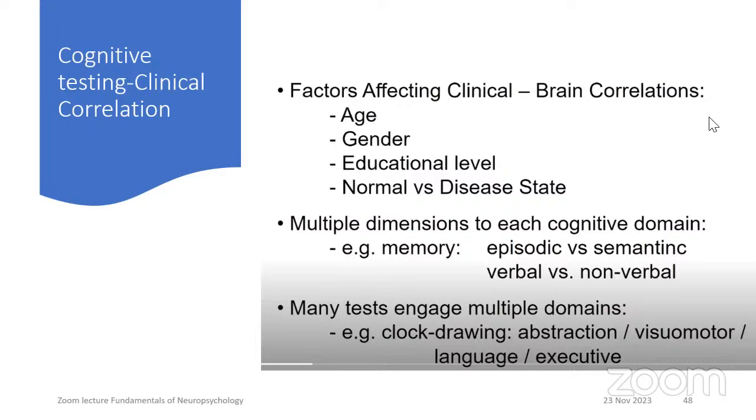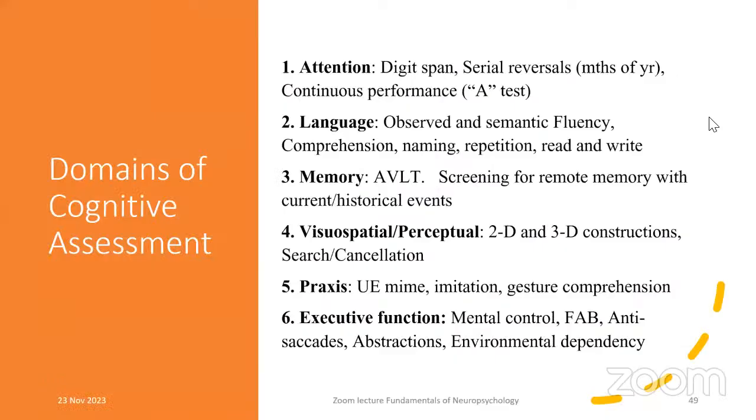Many tasks engage multiple domains. The very important, fascinating task is the simple clock drawing test, which will tell you abstraction, visual motor domain, language domain, and executive control domain. The very important test and bedside test. So how do you test? Attention: digit span, serial reversals, months of the year, continuous performance. You read out letters, and whenever A is seen, you can ask the subject to tap. You can add a list of letters mixed with A's.